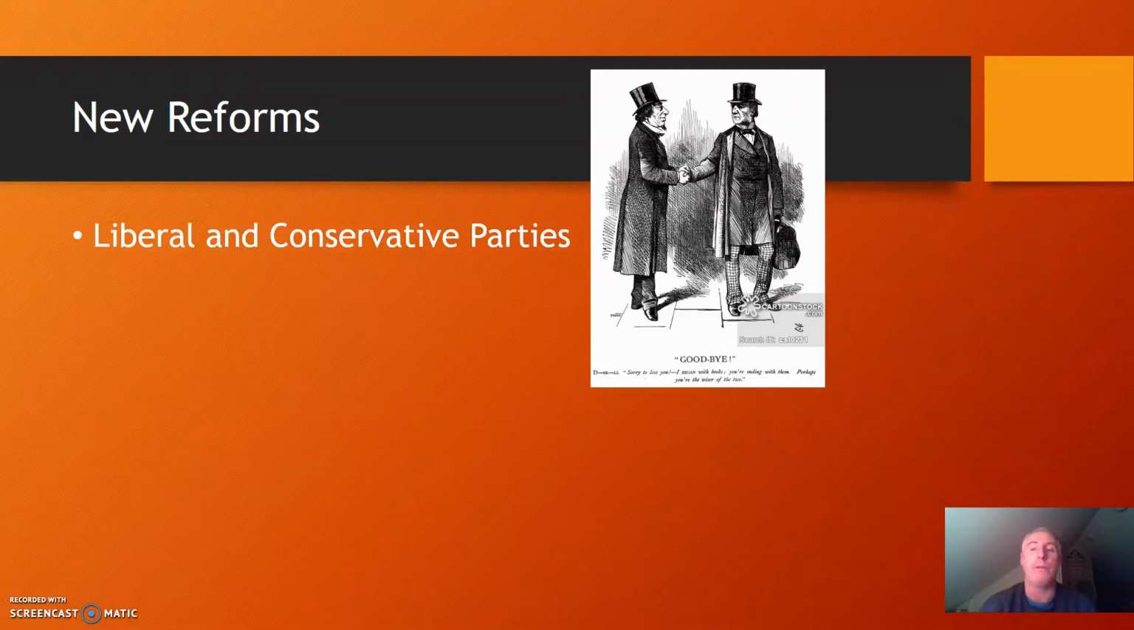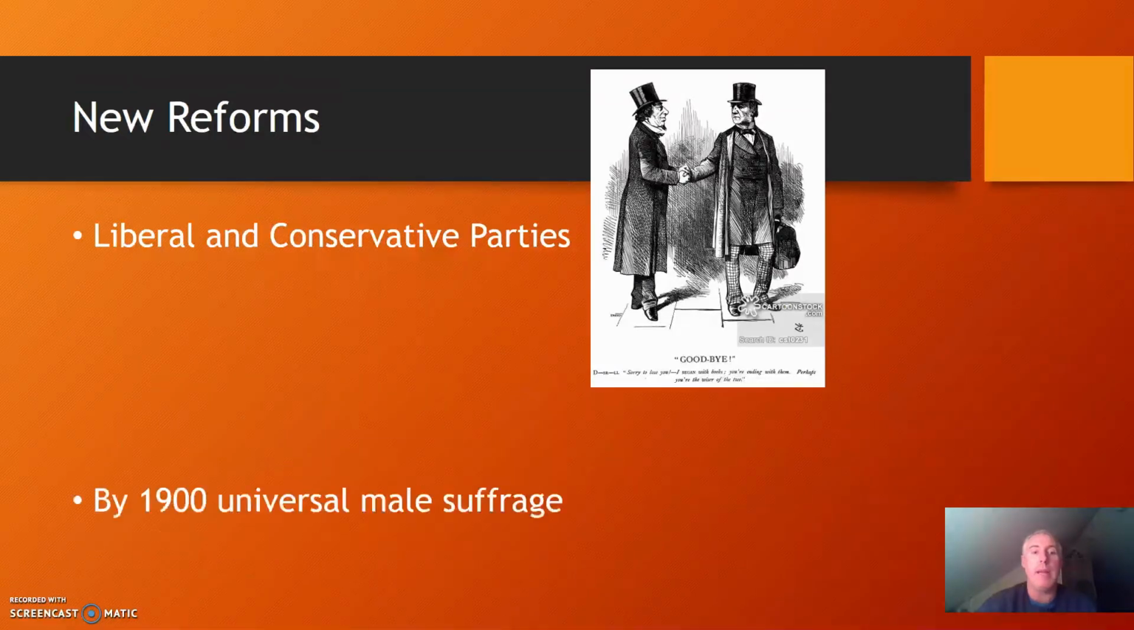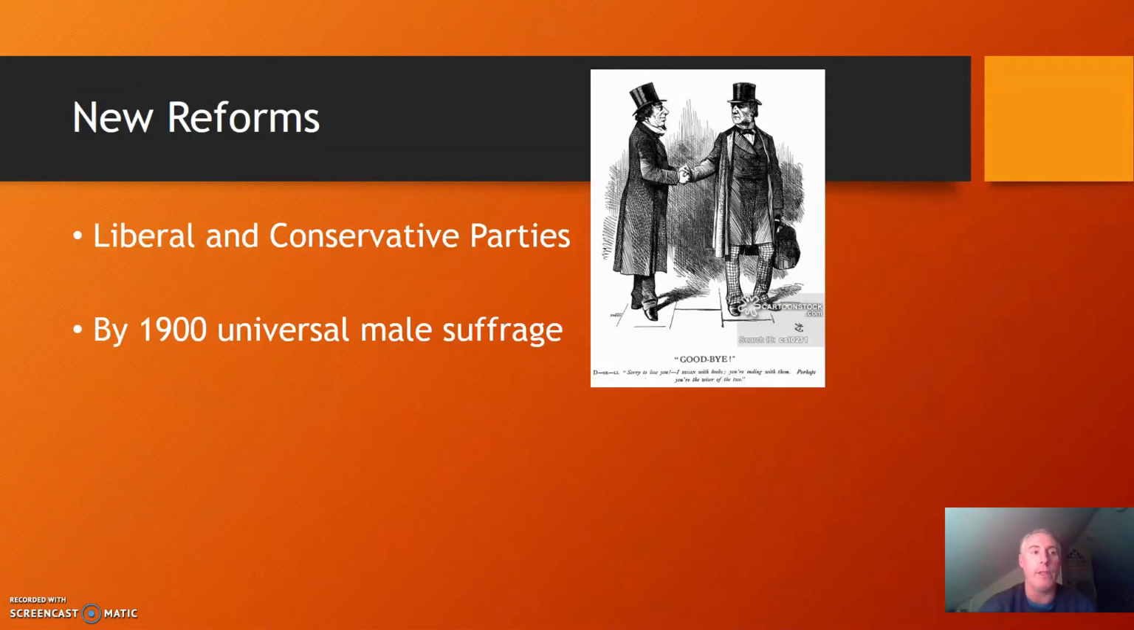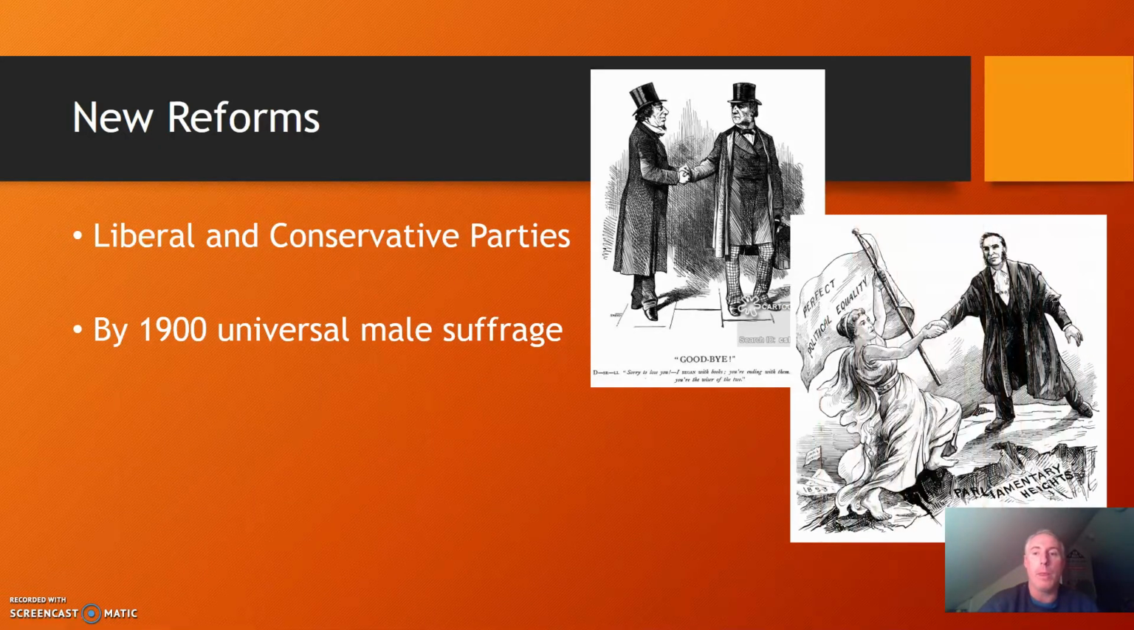So both parties pushed for reform in order to stay in power. In 1867, a new reform bill from the Conservative Party gave even more men the right to vote, and then the Liberals pushed their own bill through Parliament that further extended voting rights, and by 1900, universal male suffrage had been achieved. So Britain by this point had effectively become... Well, you see the political cartoon of Disraeli leading this figure of liberty, perfect political equality, to the parliamentary height.